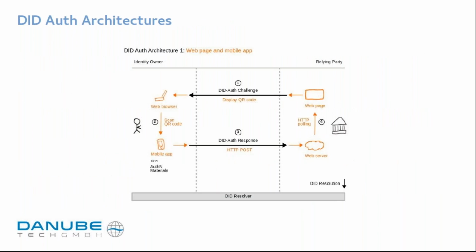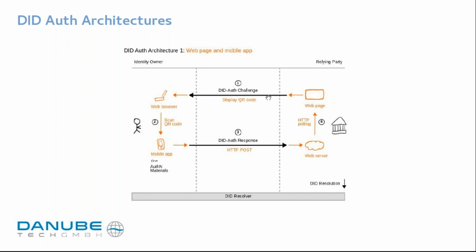I would now go over a few examples. So what can that actually look like in practice? What could be the concrete application or the concrete flow where an authentication step happens? So here's one example where the relying party is a web page. So there's a web page, and the identity owner through their web browser is looking at the web page, and the web page displays a QR code. And that QR code has an embedded DID Auth challenge.